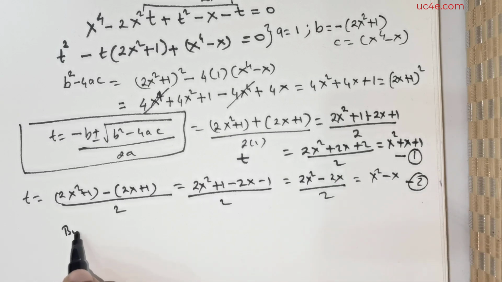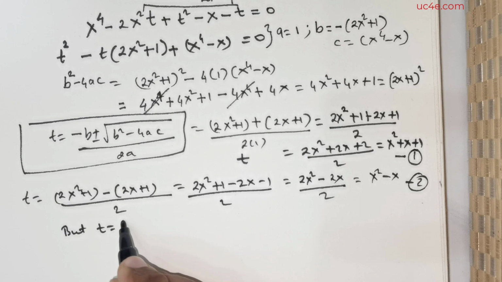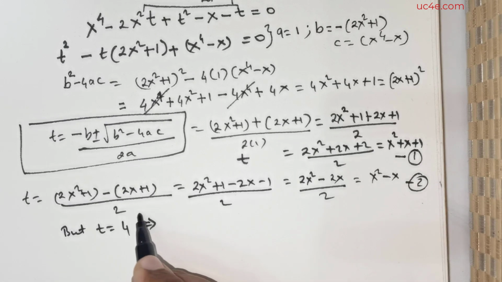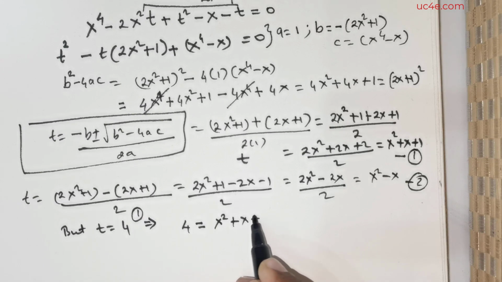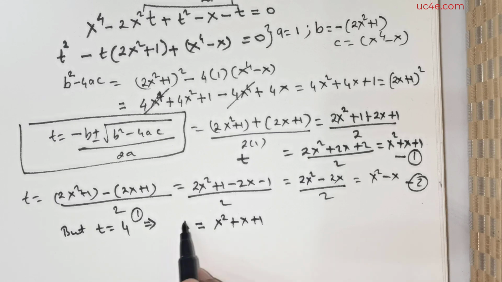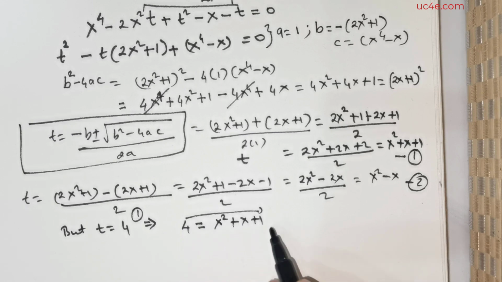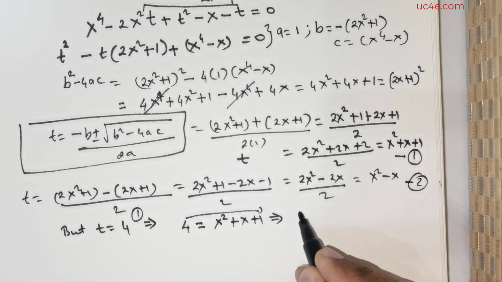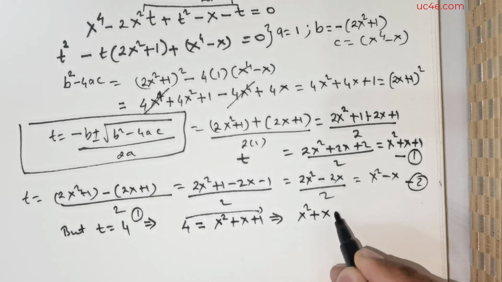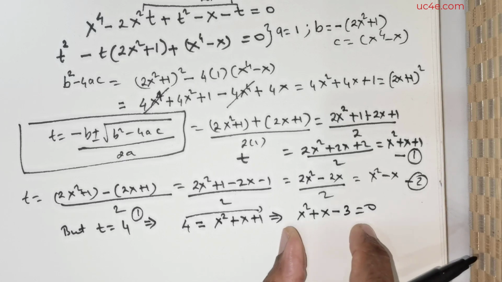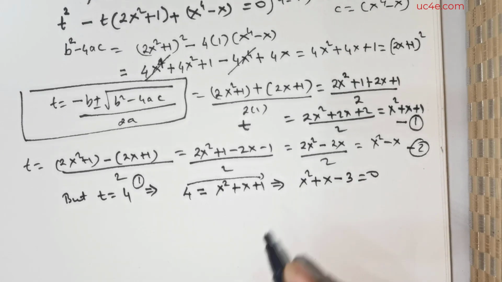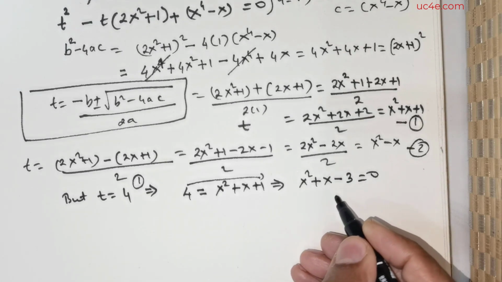But what did we take? t is equal to 4. So this would mean my value 1 is going to be rewritten as 4 is equal to x² + x + 1. If I were to move this 4 to the other side, this would give me x² + x − 3 = 0. So I've got an equation here. Now if I were to solve this, let me simplify this first.